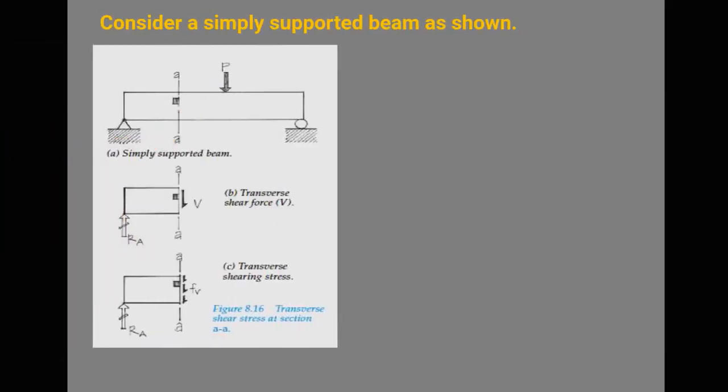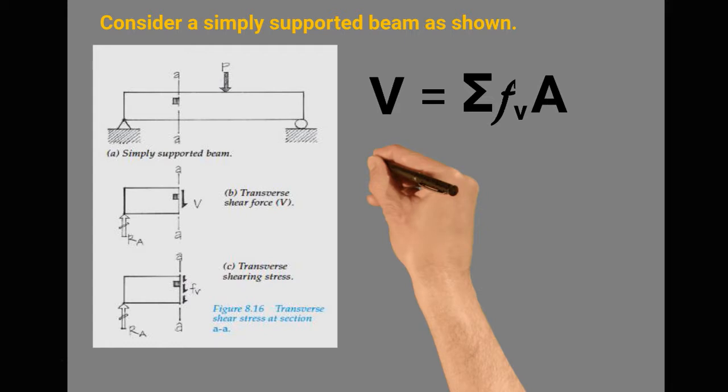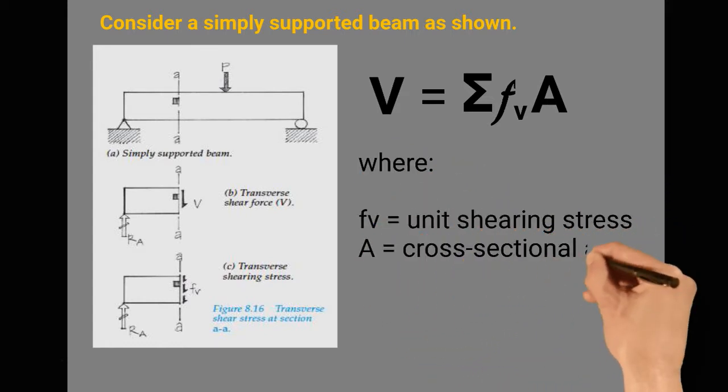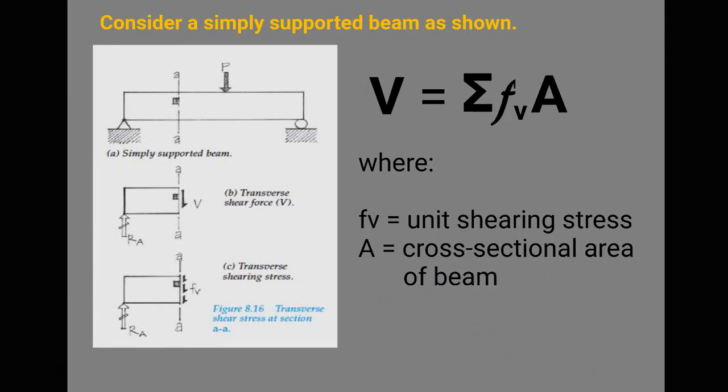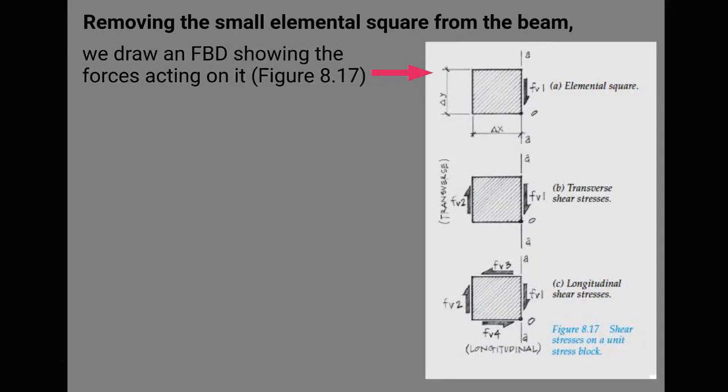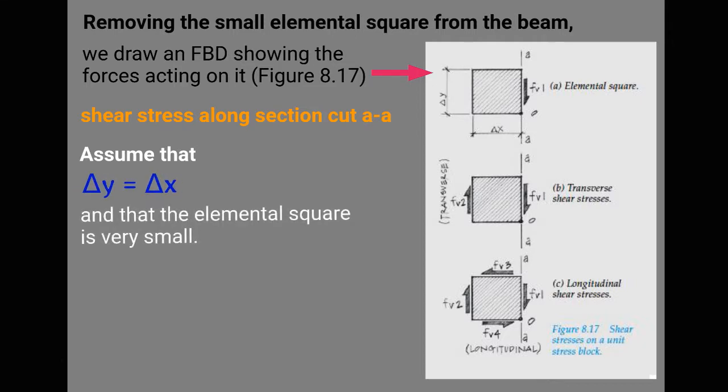Consider a simply supported beam as shown. V is equal to the summation of Fv times area, where Fv is equal to the unit shearing stress and A is equal to the cross-sectional area of the beam. Removing the small elemental square from the beam, we draw an FBD showing the forces acting on it. As shown in figure 8.17, assume that delta y is equal to delta x, and that the elemental square is very small.